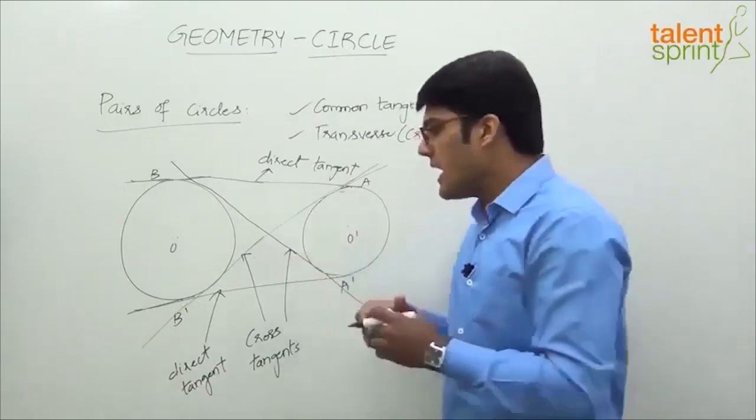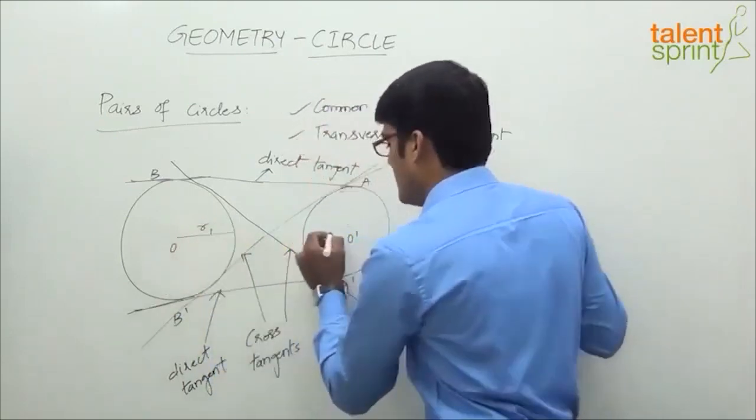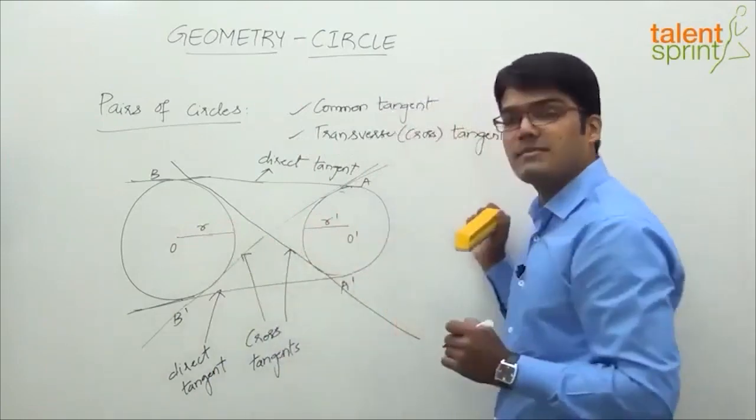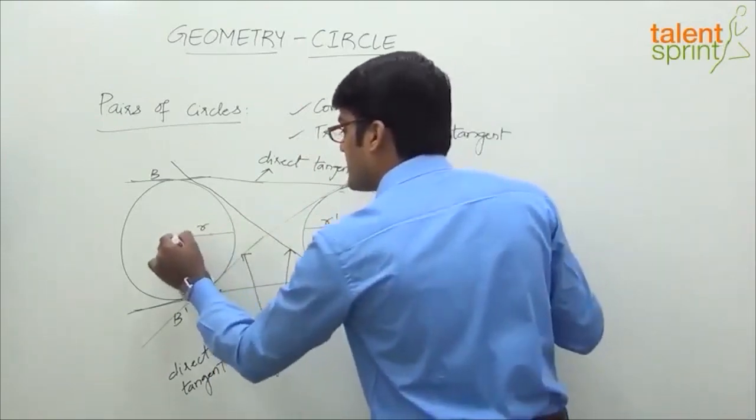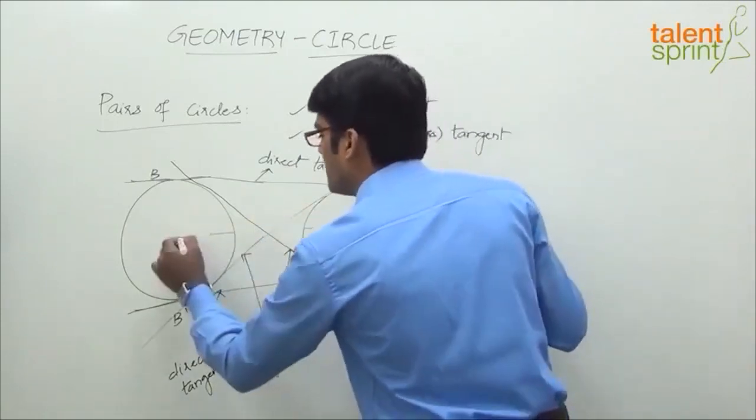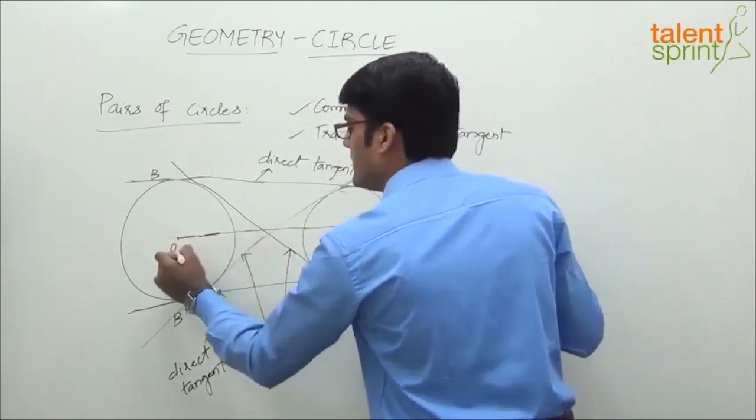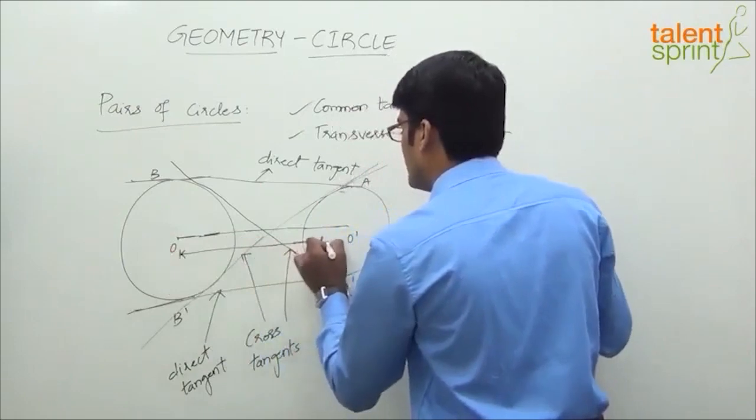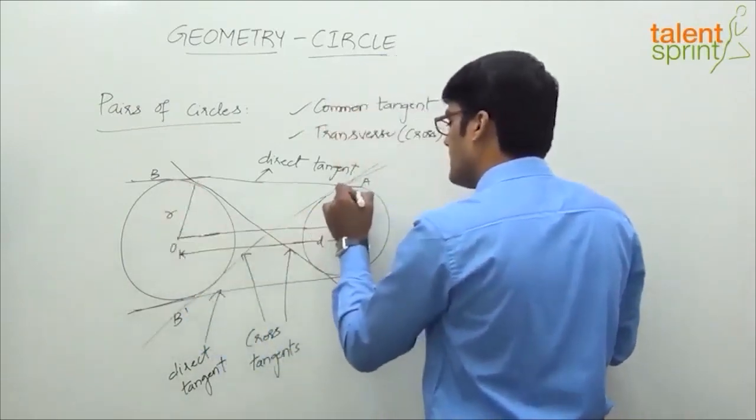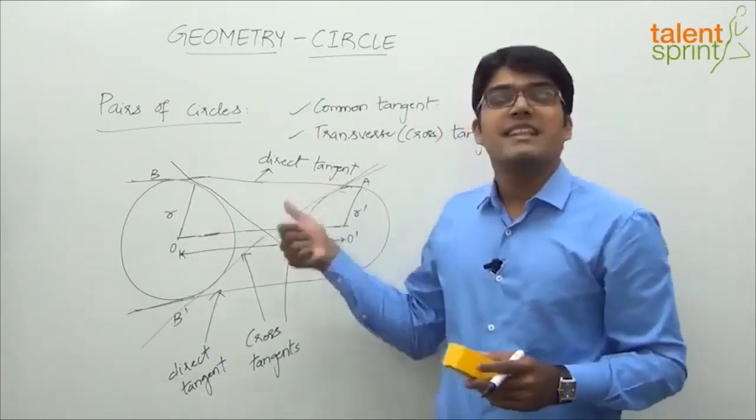So when we have two circles, let's say the radius of this one is R, and the radius of the second circle is R dash. The radii are R and R dash respectively. And the distance between the centers, if you connect O to O dash, the line joining the two centers is of length D. Alright. So how do we measure the length of these tangents?